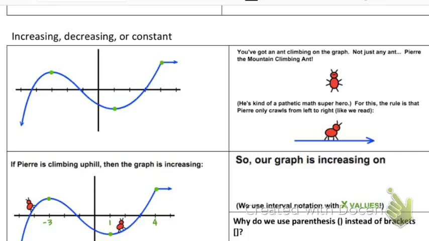All right. Pierre's superhero strength is he can walk across your graph. Problem is he can only walk left to right. That's why we always read graphs left to right, because Pierre can only walk left to right.